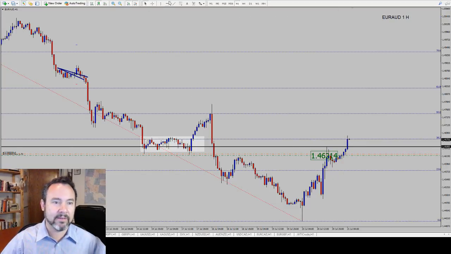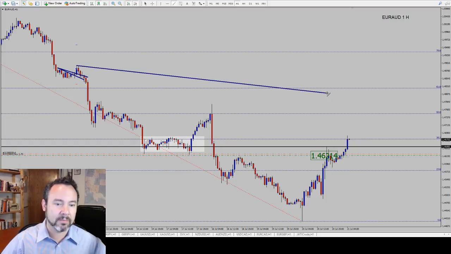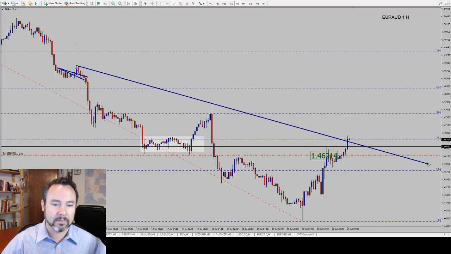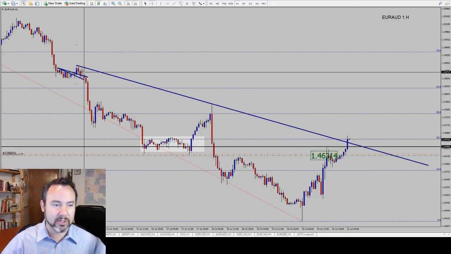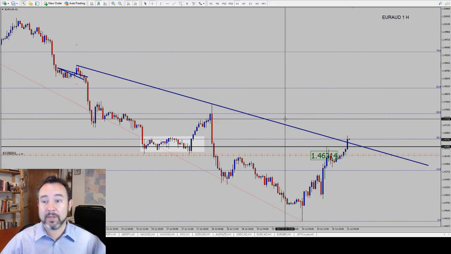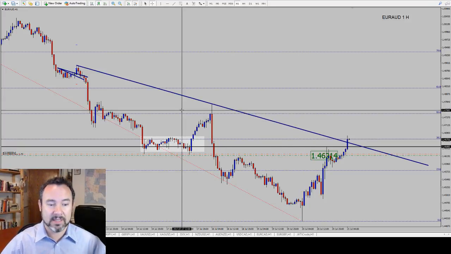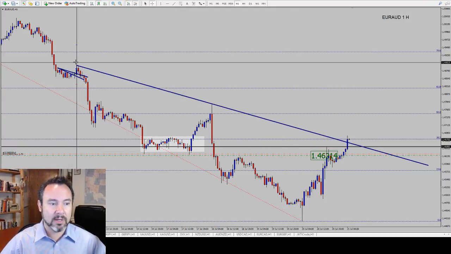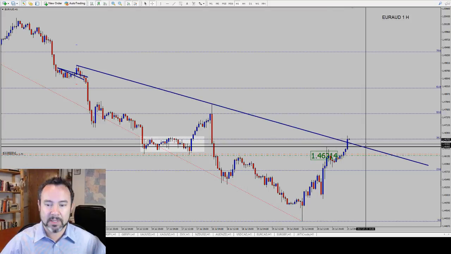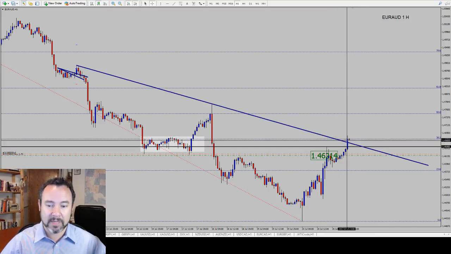We also have this area here. Might not be exact on your broker's platform. I'm just bringing up reasons to be short Euro Aussie, and what I would see as far as potential reasons to get short. We have this descending trend line here, along with the 38.2. We do have some confluence there.